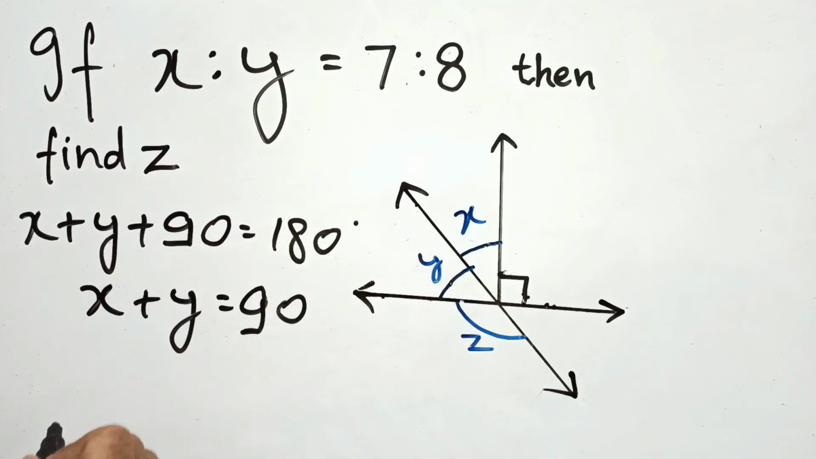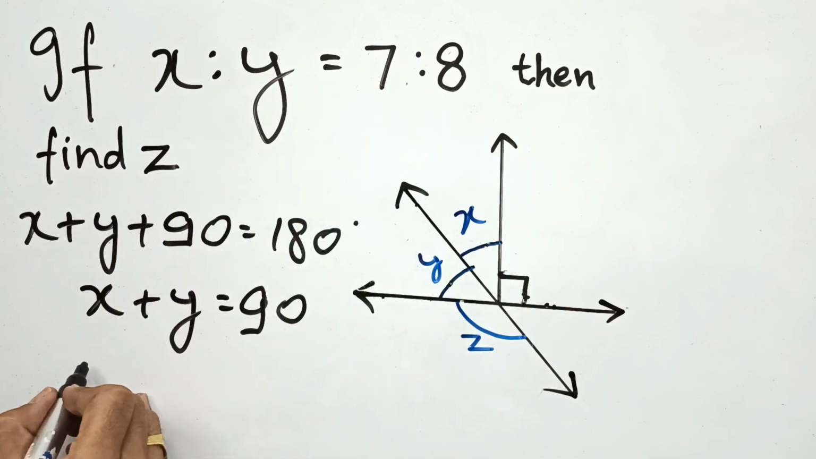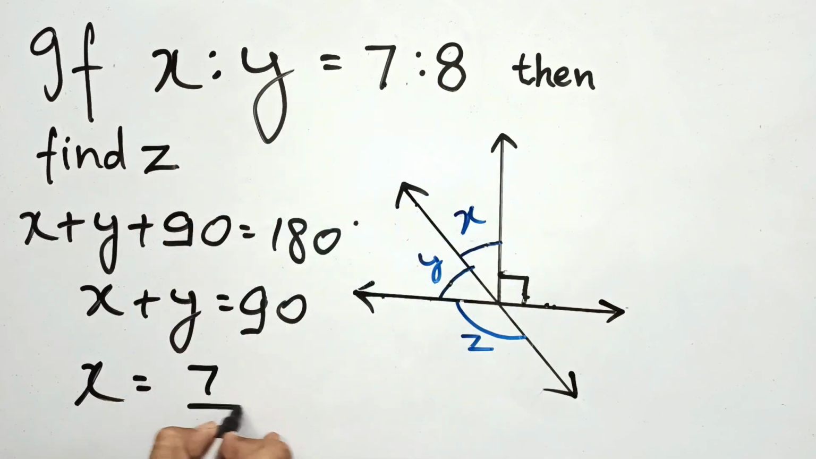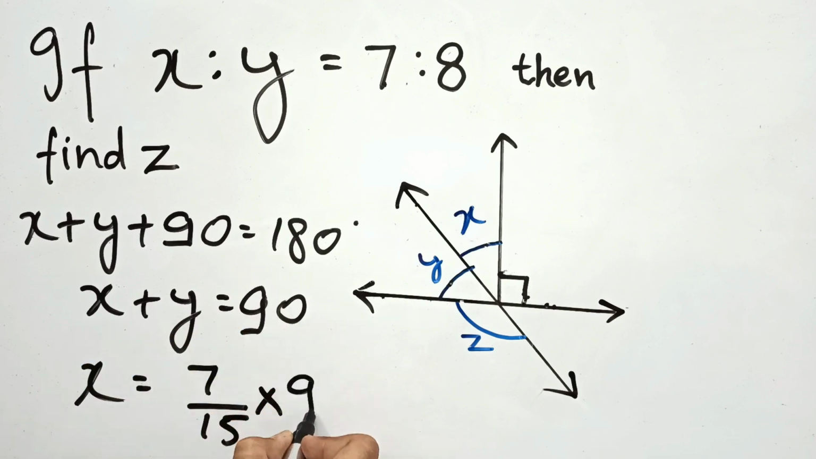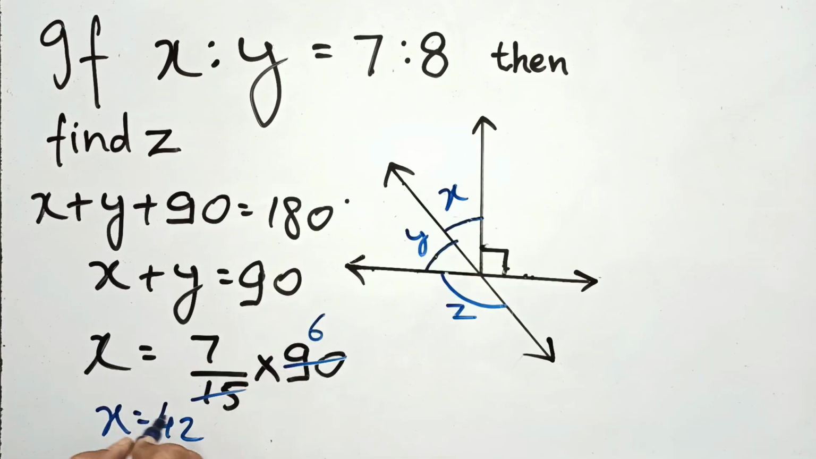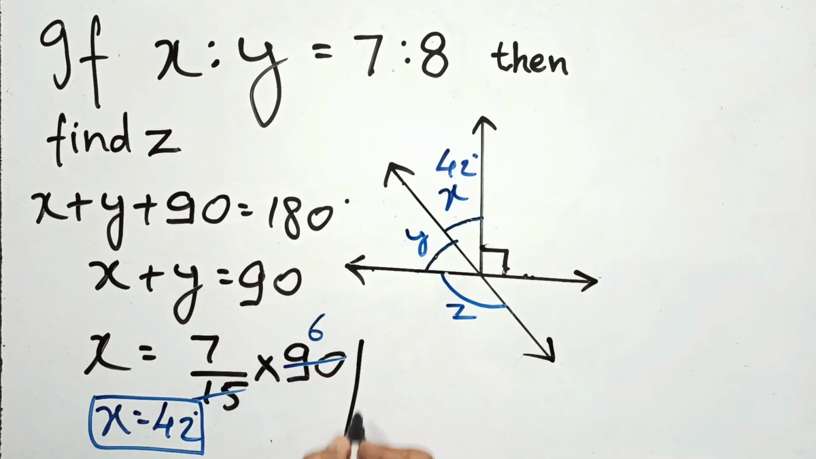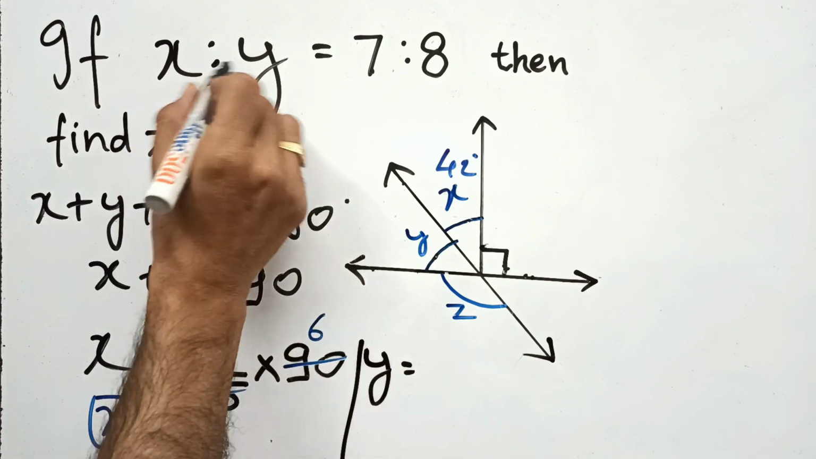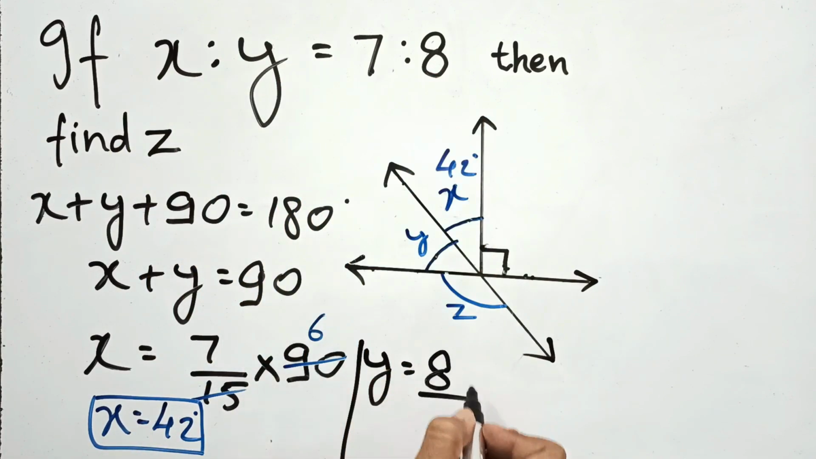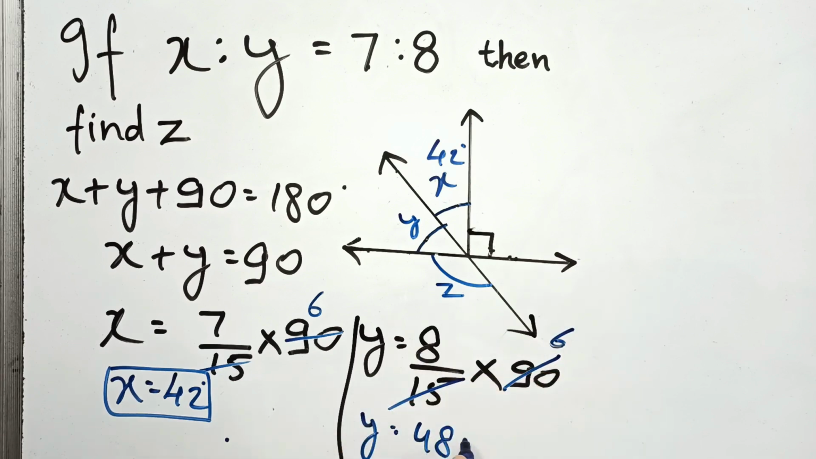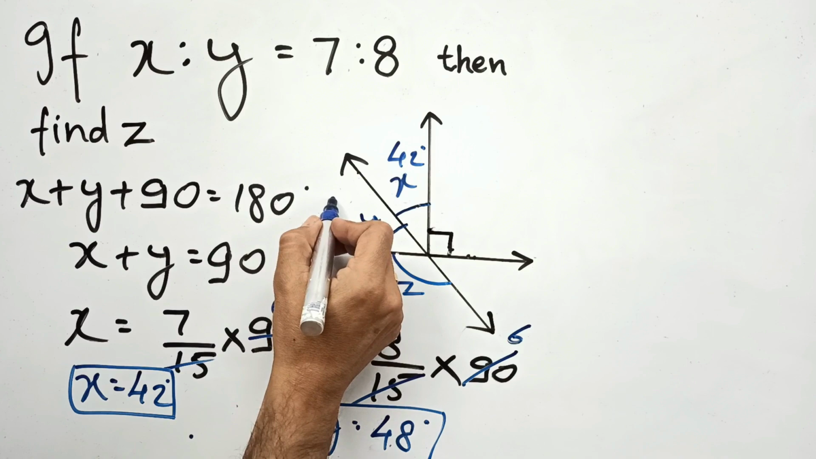X plus y is 90 degrees and the ratio is 7:8, so we can find out each individually. X is equal to this ratio, 7, upon the total sum 7 plus 8, 15, into the actual sum 90 degrees. X is equal to 42 degrees. In a similar way, let us find y. The ratio 8 upon the sum 7 plus 8, 15, into the actual sum 90 degrees. Y is equal to 48 degrees.